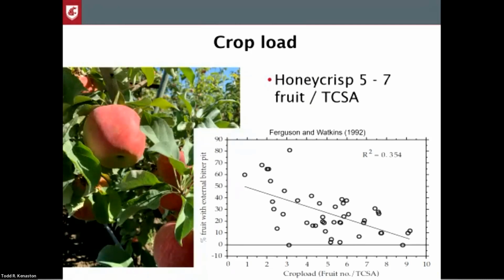Crop load, we see that there is a relation. It's not a very strong relation in most cases, but there is a relation, especially at the very low crop load level. If we are below 3 fruit per trunk cross-sectional area, we see that we increase the levels of bitter pit. And this has also been proven by Leccese et al.